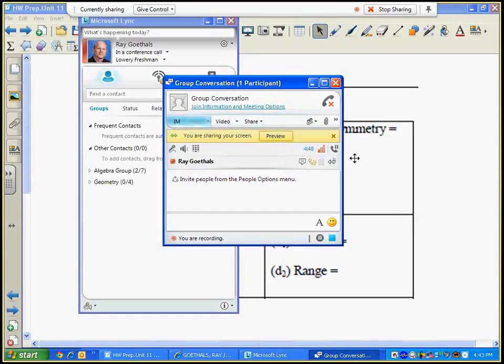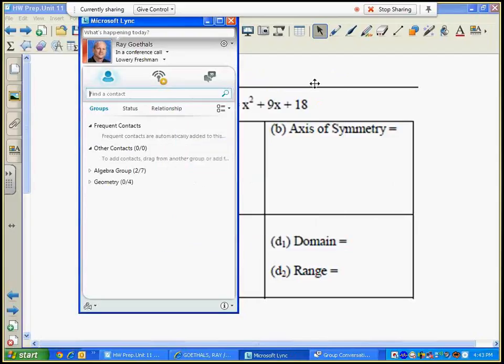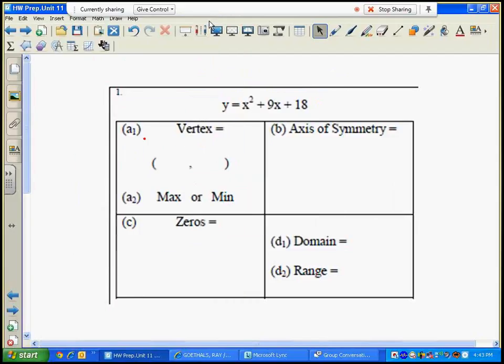Okay, guys, I promised you that I would work a few problems on your review practice sheet. So what I chose is the first problem here. Now you have y equals x squared plus 9x plus 18.